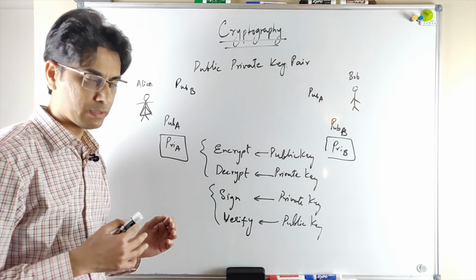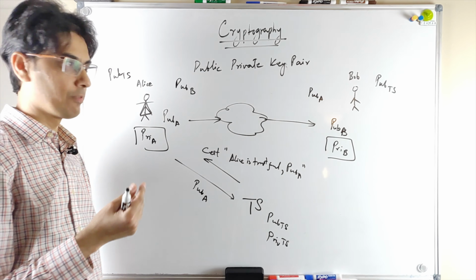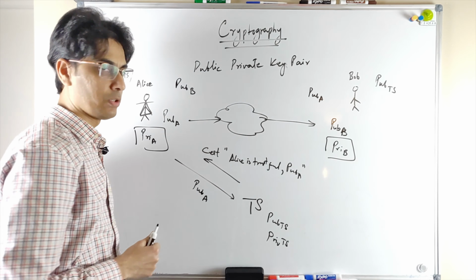So now when these two, Alice and Bob, need to exchange their keys, Alice will simply send this certificate that she got from Think Software to Bob, and similarly Bob will send the certificate that he got from Think Software over the network to Alice.